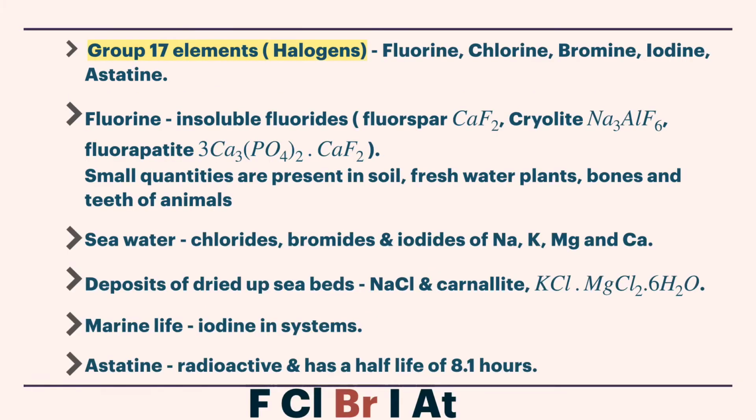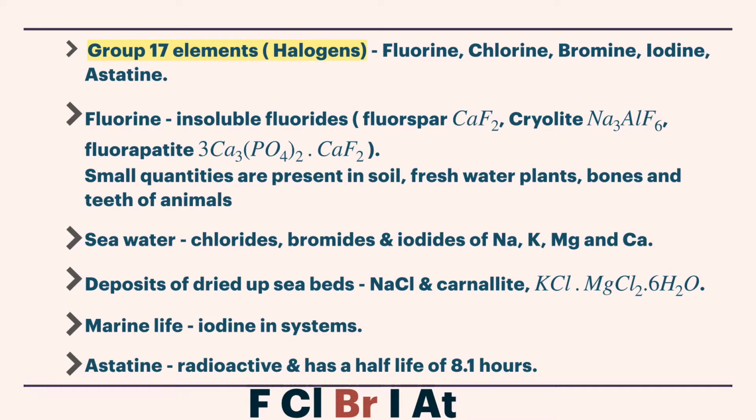Now next is group 17 elements. They are also called halogens. Halogens meaning halo means salt and gene means bond. That is, salt producing elements are called halogens. Okay, so now we'll understand the members of this halogen family. Okay, now first one is fluorine, next is chlorine, bromine, iodine, astatine.